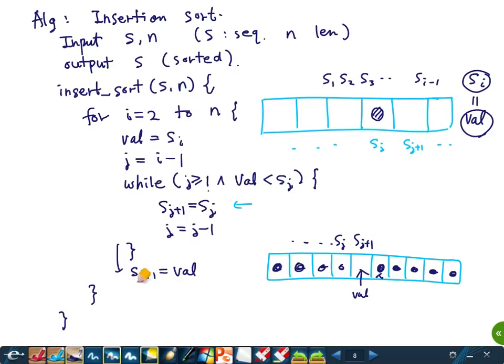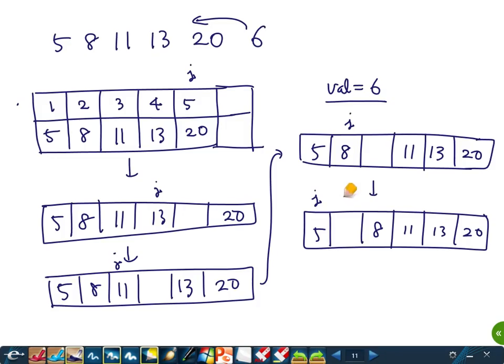What is this? Sj plus 1 equals val. j plus 1 is here. This position is now updated by this. Finally updated by this. And this is it. This is how Si is inserted. Okay? And do this for the next i, and then the next i, etc., until i becomes n. And at the end, we get the whole sequence sorted.